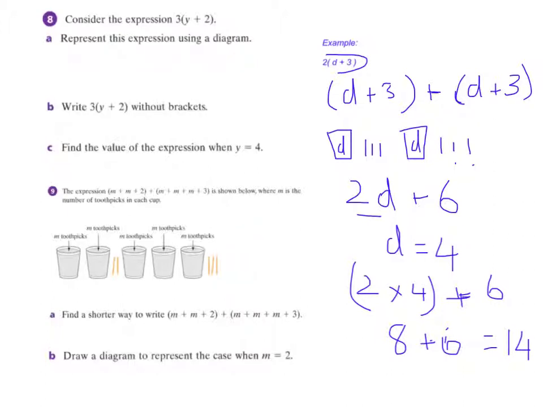Okay, think about this. We've got M and M. Want to write a shorter way. So that's shorter way. I'm sure you can figure that out. This bracket here is just saying that lot there plus that lot there. So it's already got the diagram, so that makes it easier to write it in a shorter way. So we've got 1, 2, 3, 4, 5. 5 M's plus how many on the outside. Draw a diagram to represent the case when M equals 2.